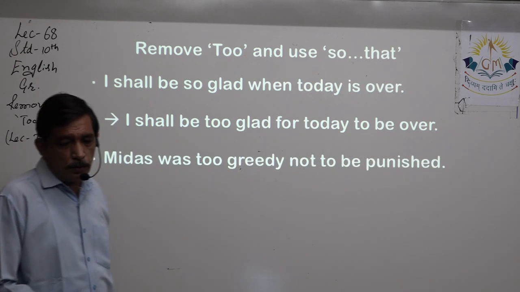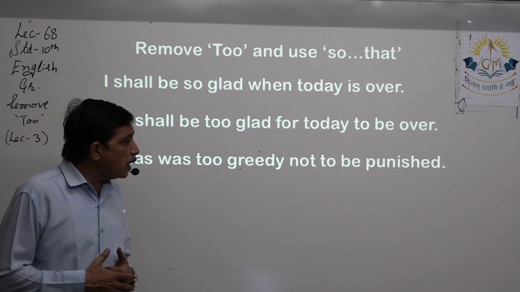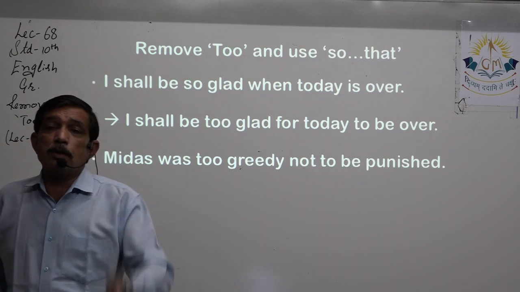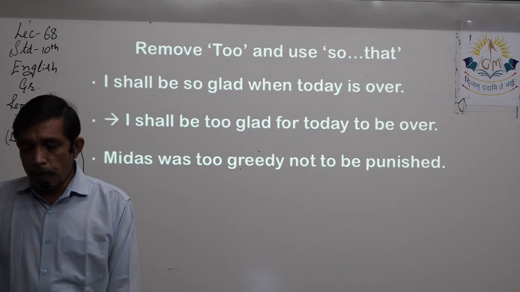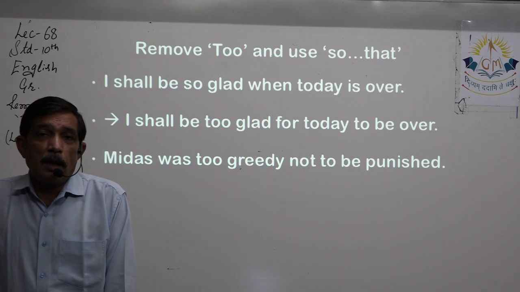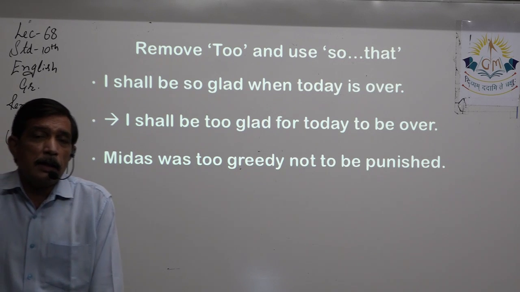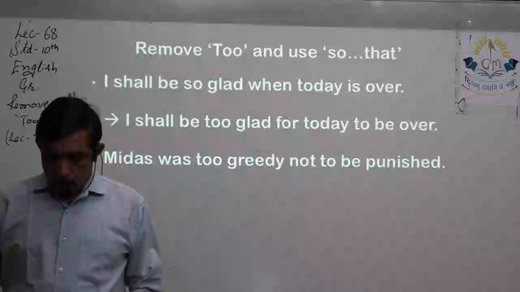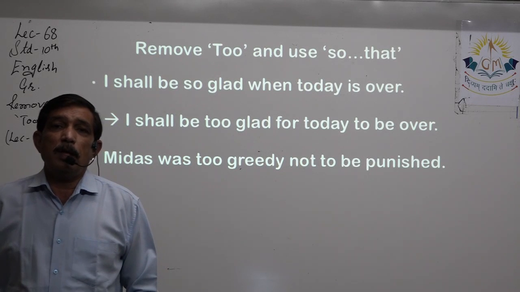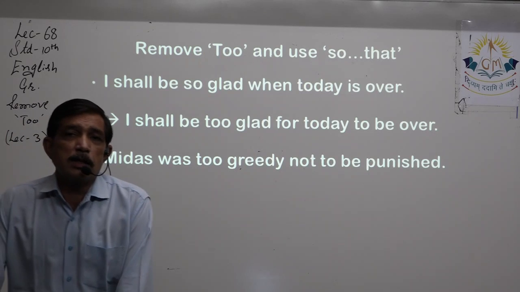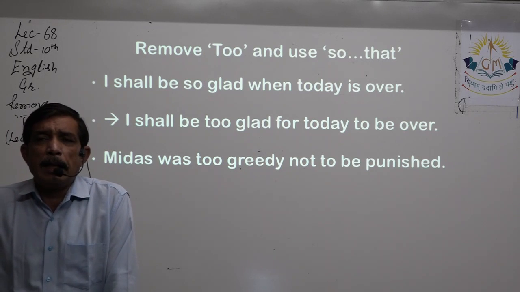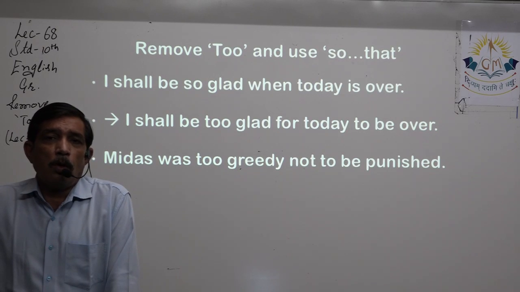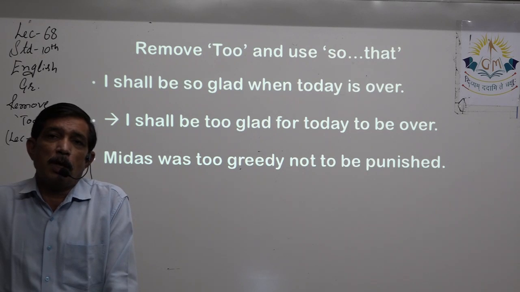Now this one is easy for you. "Midas was too greedy not to be punished." I hope everybody knows about Midas. When you are listening, please also continue writing. Right. So Midas was a great king and he worshipped God like anything, but he was a very greedy man and he was always unsatisfied with the amount of wealth he had, and he had an absolute love for gold.